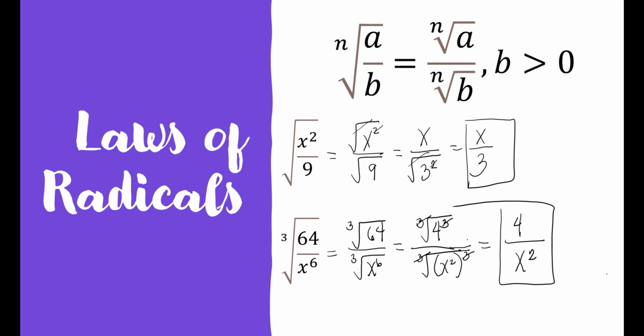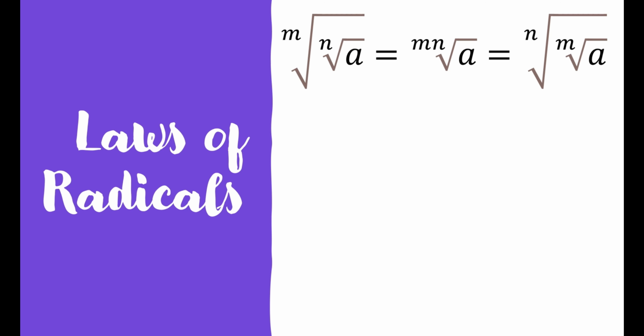The fourth and the last law is the mth root of the nth root of a is equal to the mnth root of a, which is further equal to the nth root of the mth root of a, which states that the root of a number is equal to the root of the number when the two indices are multiplied, and is further equal to the root of the number when the two indices are interchanged. To make it clearer, let us have some examples.